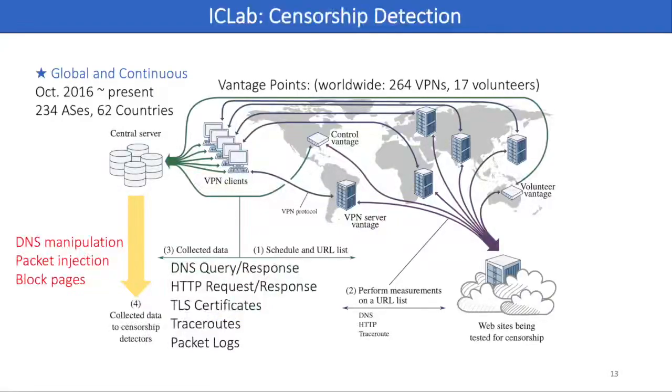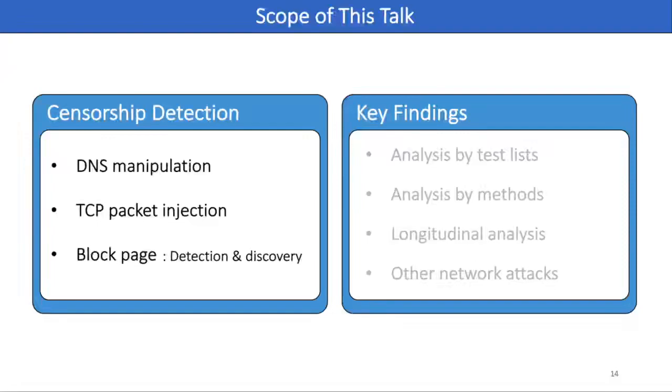And with the collected data, ICLab detects 3 censorship methods that we discussed at the beginning: DNS manipulation, block page, and packet injection. And now, the rest of this talk is about how we detect such censorship methods. After that, I'm going to talk about our key findings.